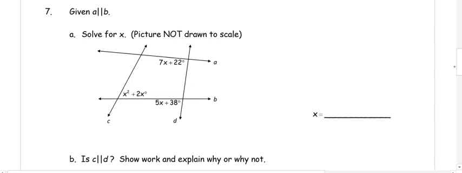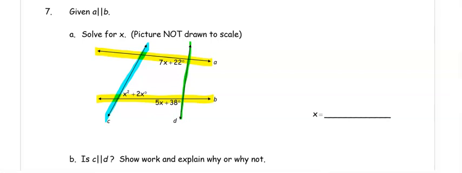In number 7, given that A is parallel to B, solve for x. So even though they don't look parallel, right now we are told they are. So A and B are parallel to each other. The other two lines for now are transversals. So C and D are transversals. So I want to see which transversal has two angles on it. So I see that the green transversal has 7x plus 22 and 5x plus 38 on it. These are corresponding angles, so they are congruent. So we're going to solve for x.